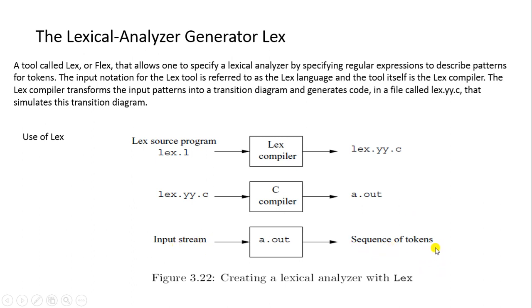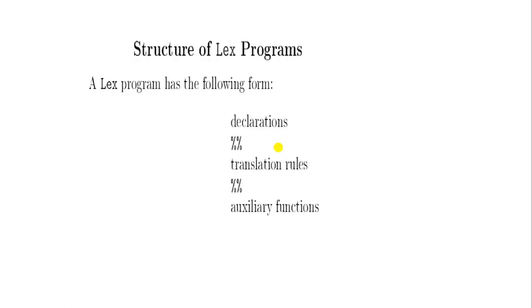Now inside the C compiler itself, along with this a.out and the input stream, we are going to generate the sequence of tokens. So students, just keep it in mind, whenever we have a program written in Lex, you require two compilers, the Lex compiler and the C compiler, to have a sequence of your tokens.